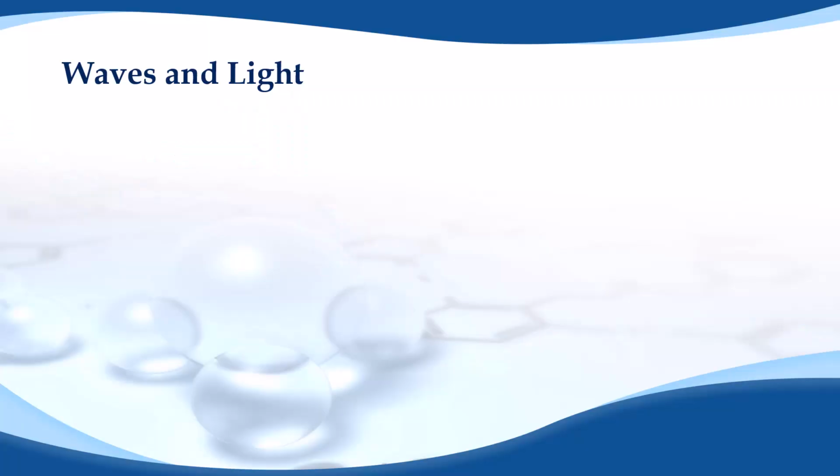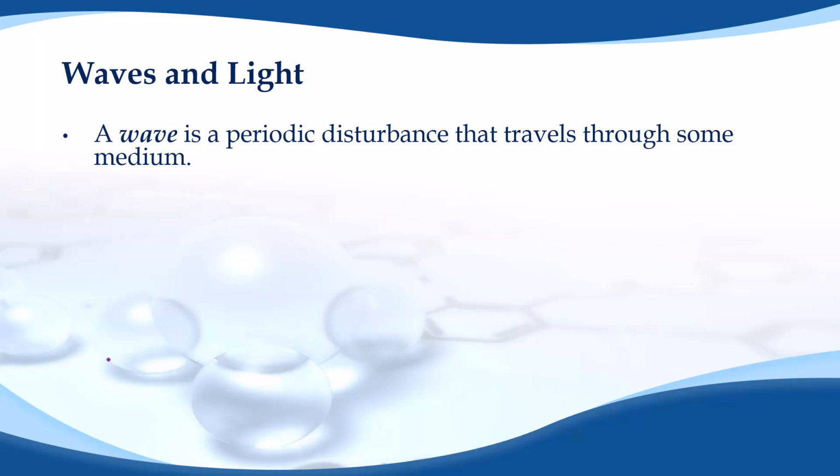Okay, so what we should do is we're going to start off talking about waves and then light a little bit. Just a brief definition, a wave is a disturbance that travels through some medium. So a sound wave is a regular disturbance that travels through air. Waves in the ocean, disturbance that travels through water.